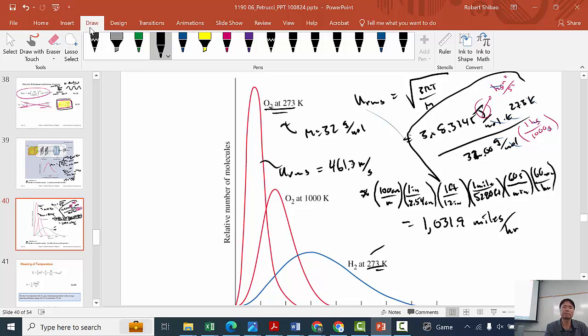The RMS speed. Sorry, what did you get for the initial RMS, 461.3? From this equation here, that's what I got. This is from kinetic molecular theory, this equation is. We didn't go into the derivation of this. But this is the way we calculate the root mean square speed. You have to know how to do this calculation. It's not difficult. I mean, the 8.3145 is just the gas constant, R. That's it.